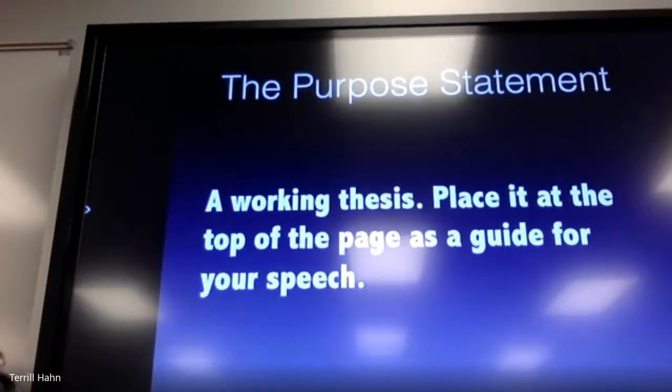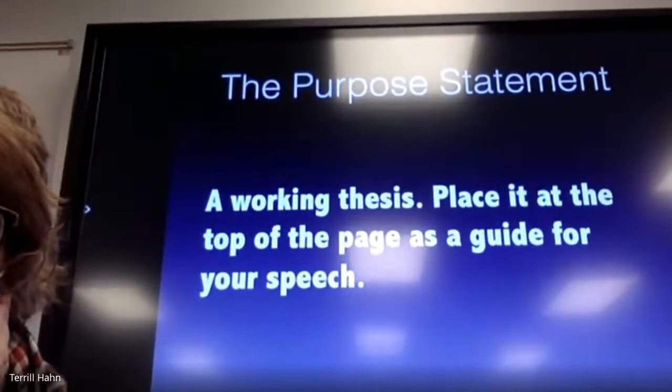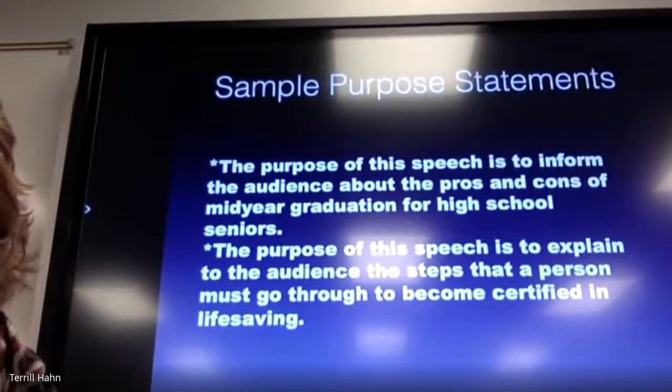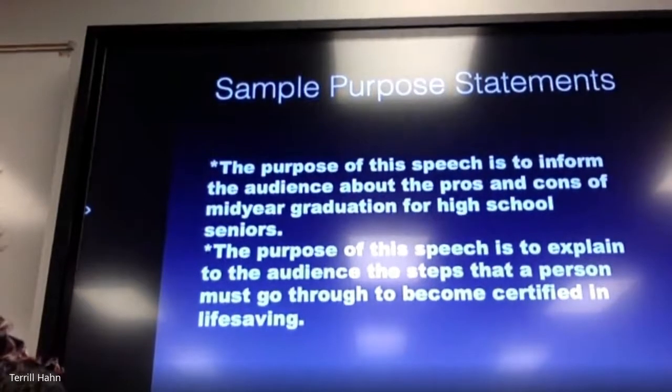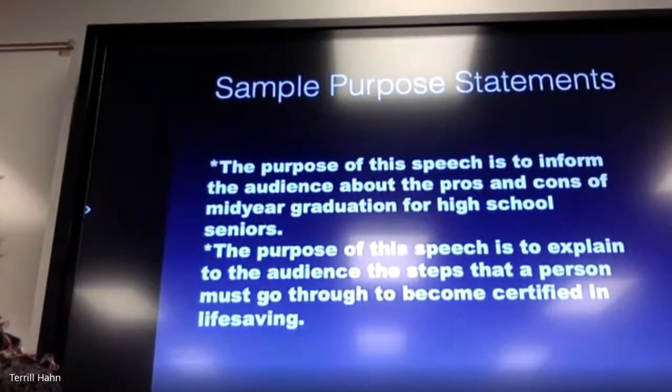Okay, anybody still writing this down? Okay, so here's an example of purpose statements. The purpose of this speech is to inform the audience about the pros and cons of mid-year graduation for high school seniors. If you were actually going to change that to a thesis statement, you might say something like, so today I'd like to talk to you about the pros and cons of mid-year graduation. You would simplify it. You're not going to say the purpose of the speech is to do this, but you will write it out like that. So in your mind, as you're working on the speech, you know exactly what you're trying to do.